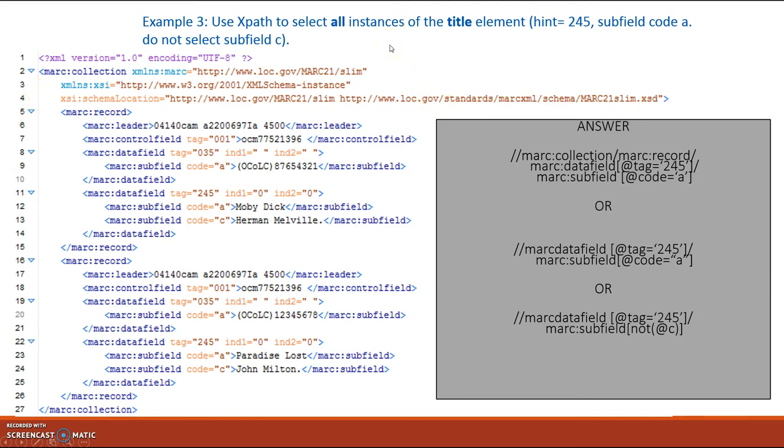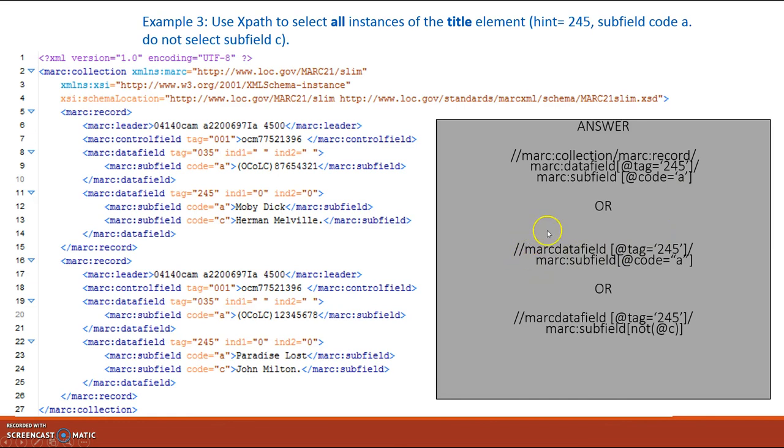Since we want to select all instances of the title element subfield A, we drill down from the root to each record and then down to the datafield tag 245. But we only want the title, so we have to specify we only want subfield A for all records. But since we want all records, we need the double slash. And then we finally find ourselves at code A. Since this is in brackets, once again, we know that this is a predicate, and this is specifically defining that we only want code A for the 245s throughout this entire record.